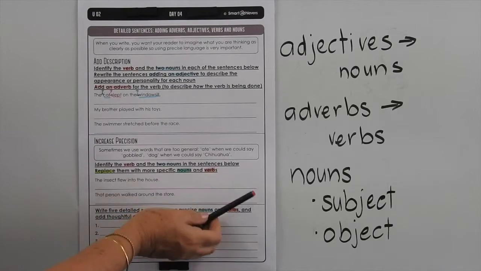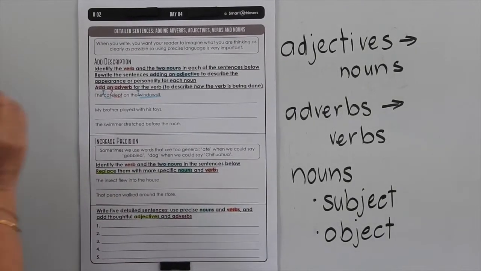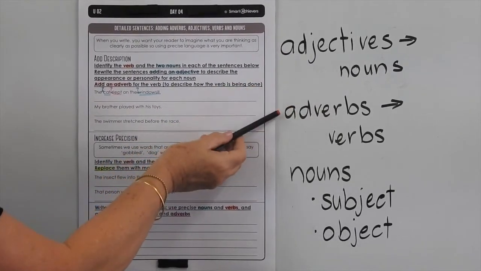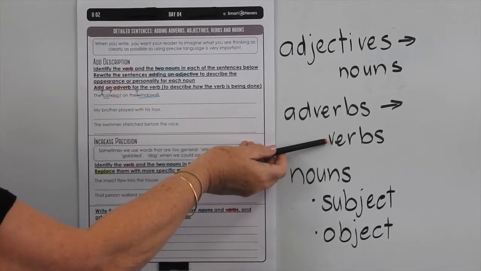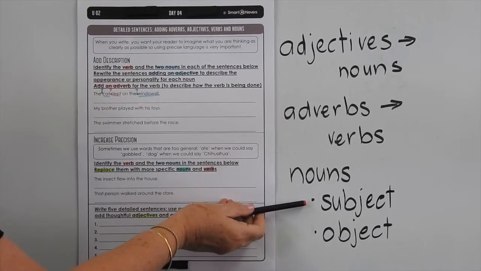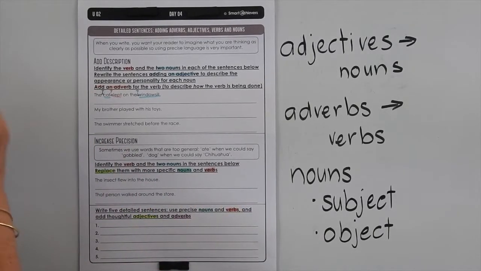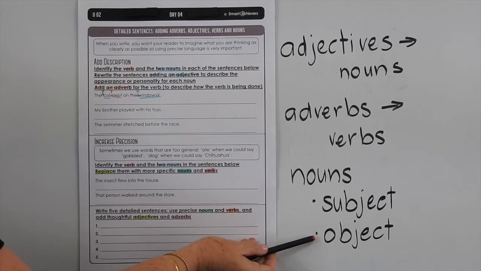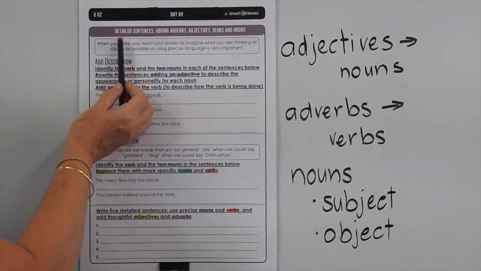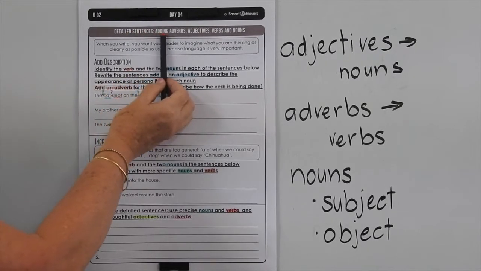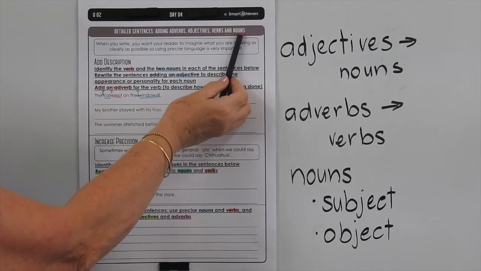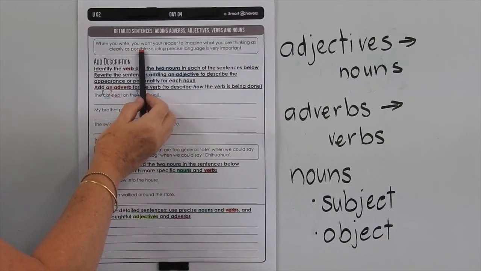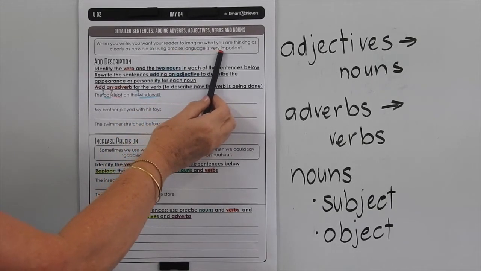Before we start this day 4 page, let's just do a little bit of a revision. So hopefully you remember that adjectives give more meanings to a noun and adverbs add to the verb. So nouns can contain both a subject and an object. In a well-formed sentence we often find the subject written first and then the object will follow later in the sentence. So this is about detailed sentences, adding adverbs, adjectives, verbs and nouns. When you write, you want your reader to imagine what you are thinking as clearly as possible. So using precise language is very important.